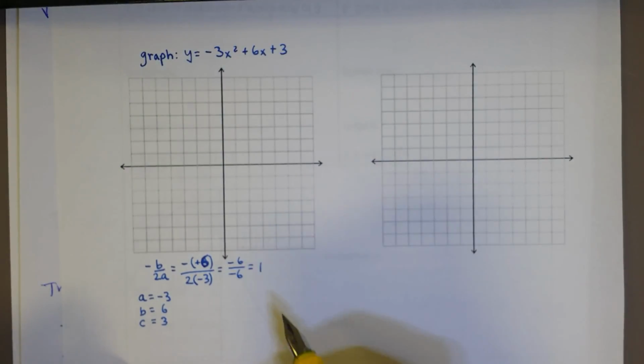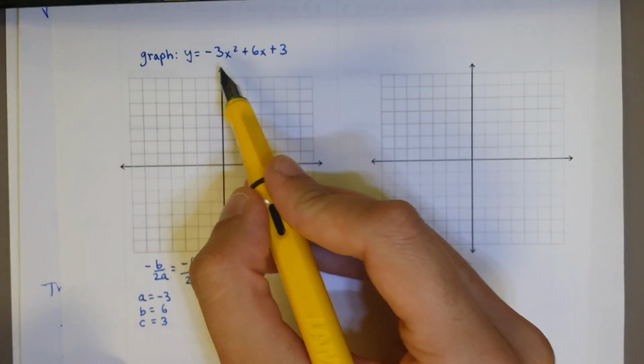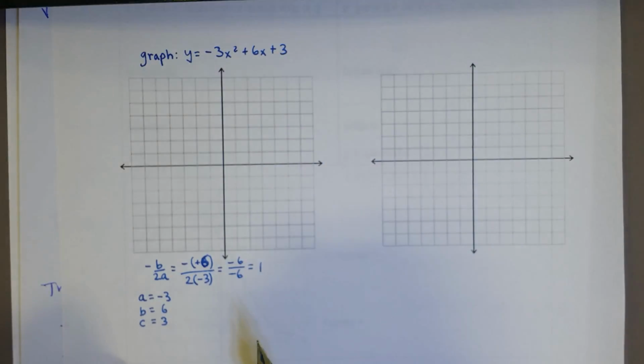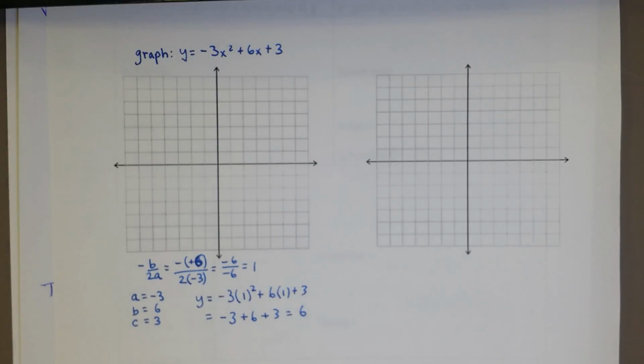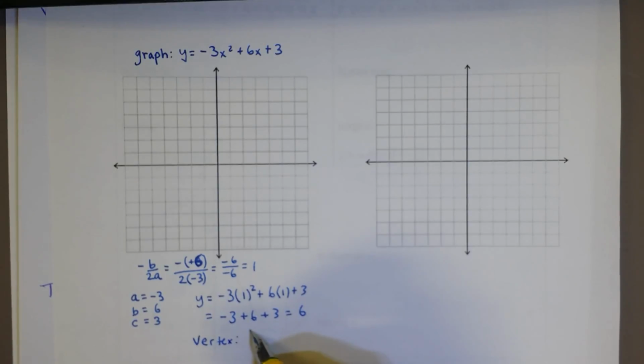So next, I want you guys to substitute 1 into your equation and find the y-coordinate of the vertex. So let's see how you did. Here it is. y equals -3 times 1 squared plus 6 times 1 plus 3, which is 6. So we can go ahead and write that our vertex is 1, 6.